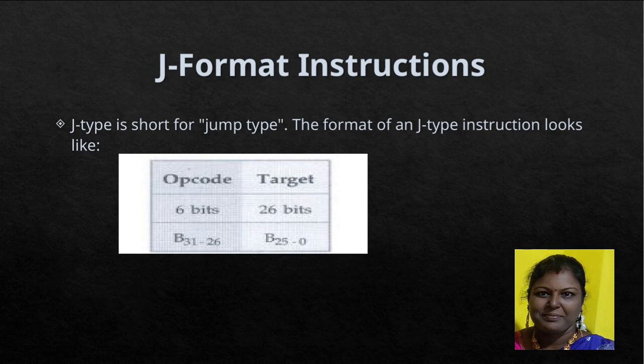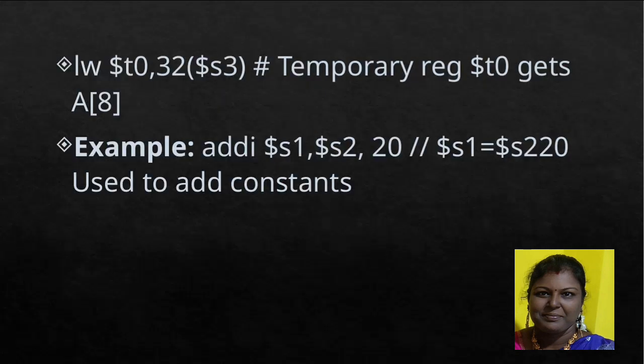Here, we see a couple of simple MIPS instructions. The first one loads a word from memory. Specifically, it grabs the value stored at an offset of 32 bytes from the address in register S3 and puts it into the temporary register T0.